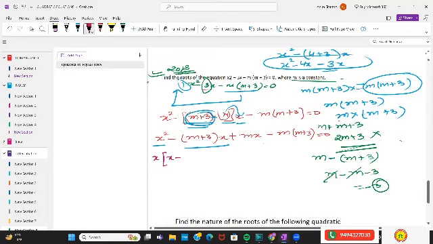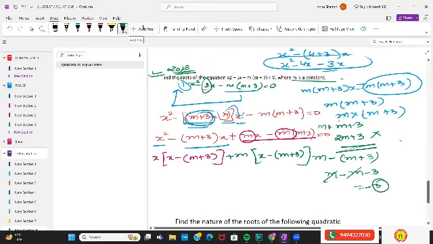So x minus m plus 3 is the first bracket. Now between these two, what can I take common? M and m. In both the terms it exists. So you will take m common. Then x minus m plus 3. Now tell me, have you understood this step?